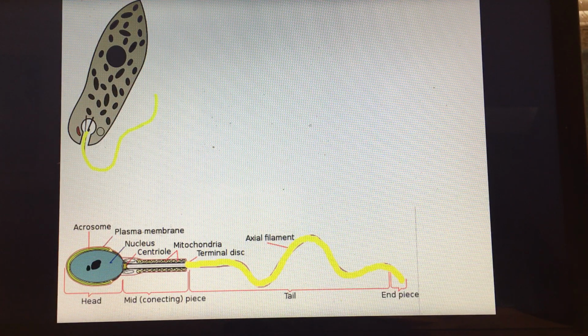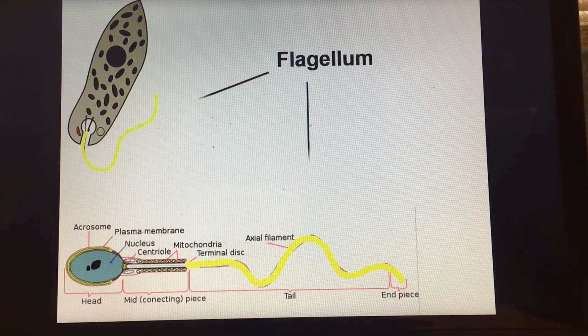So these structures that I'm showing you in this diagram are called flagella or flagellum. One is a flagellum, and if a cell has more than one, they're referred to as flagella, and they are whip-like tails used for swimming, locomotion, and in this case the sperm needs to swim to the egg.